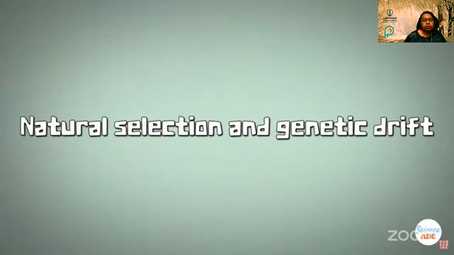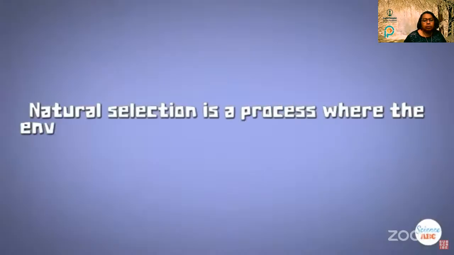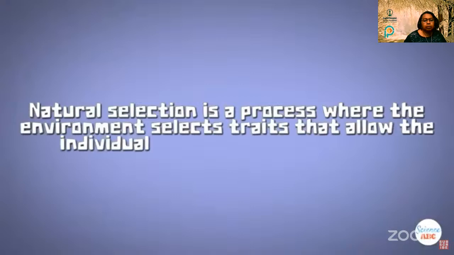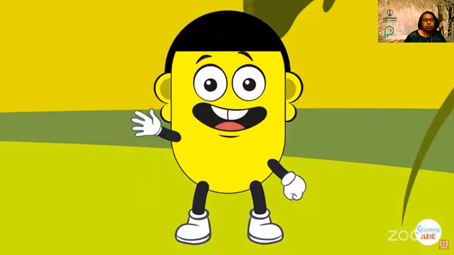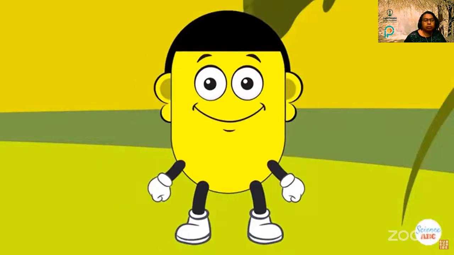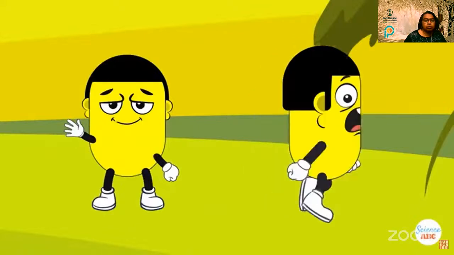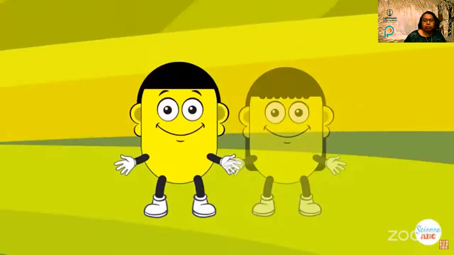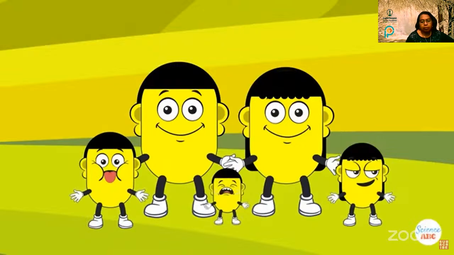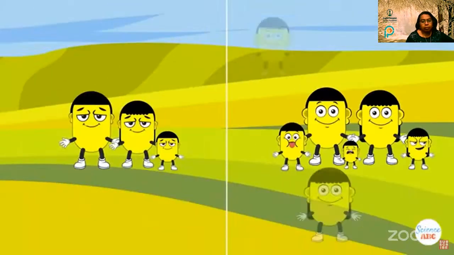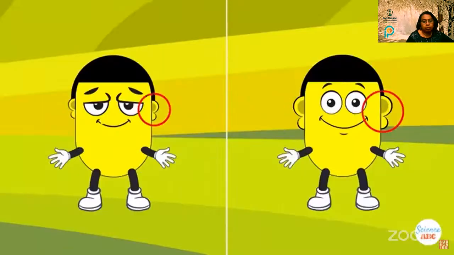Natural selection and genetic drift. Natural selection is a process where the environment selects traits that allow the individual or group to survive best. Consider a hypothetical organism that gets a mutation one day that gives it heightened hearing. This better hearing allows it to detect and flee from predators faster, so that it lives longer. It passes this better hearing to its offspring, who also survive longer than organisms that don't hear as well. Soon, there are many better hearing individuals in the group. This better hearing was selected for.